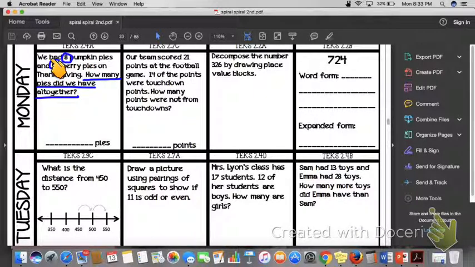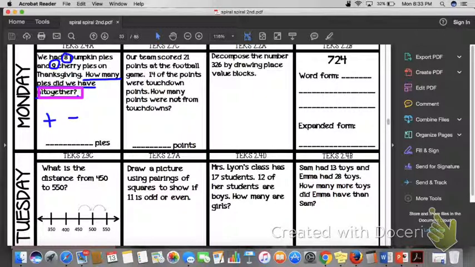Then we find all the boom words. So boom words are words that help us solve the problems. They tell us the operation that we have to do, whether we have to add or subtract or multiply or divide. But we're not going to worry about multiplication and division. We're only worried about addition or subtraction. So we're looking for boom words that help us find out what operation we have to do. How many pies did we have all together? All together is a boom word, boys and girls. That word tells us what we have to do.